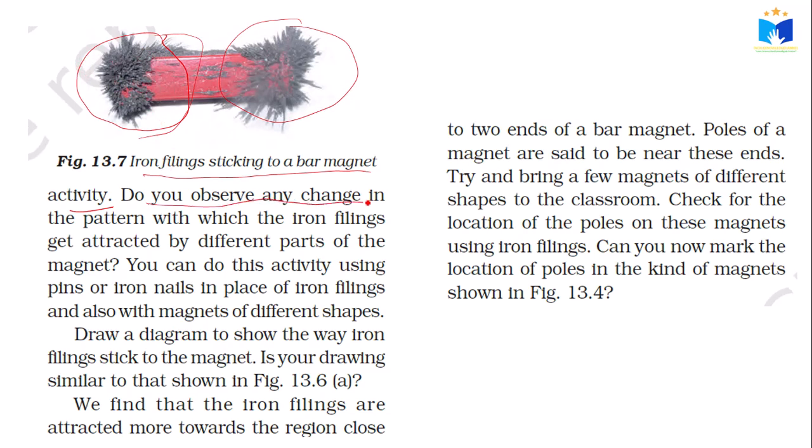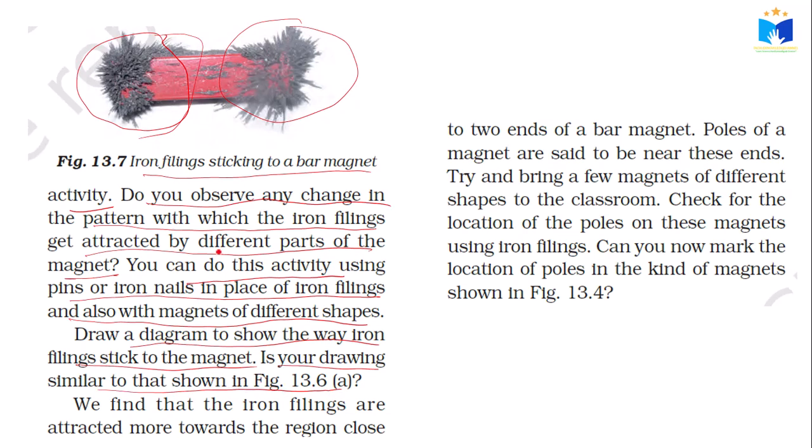Do you observe any change in the pattern with which the iron filings get attracted by different parts of the magnet? So here the question is, which pattern do the iron filings follow in different parts of the magnet? You can do this activity using pins or iron nails in place of iron filings, and also with magnets of different shapes. So we can do this with iron nails or pins also. Draw a diagram to show the way iron filings stick to the magnet. Is your drawing similar to that shown in 13.6a?